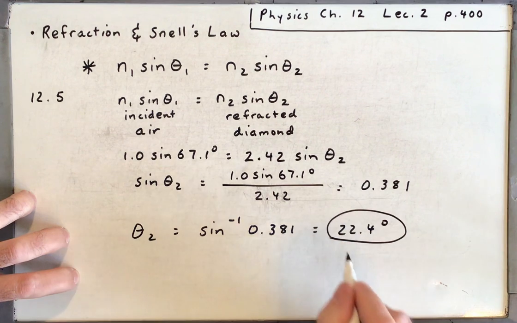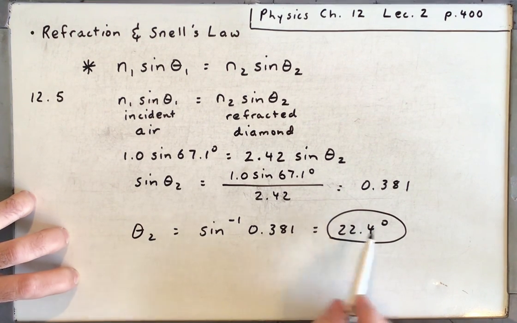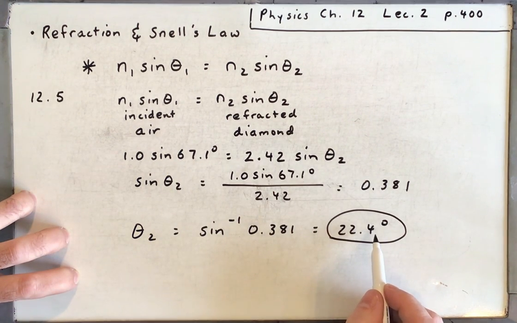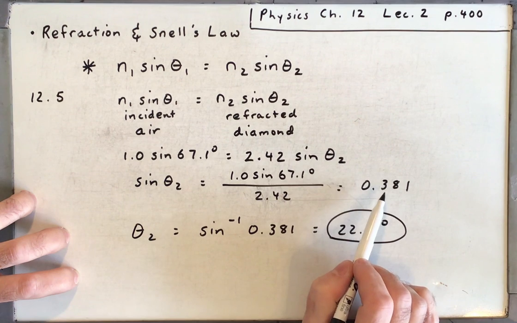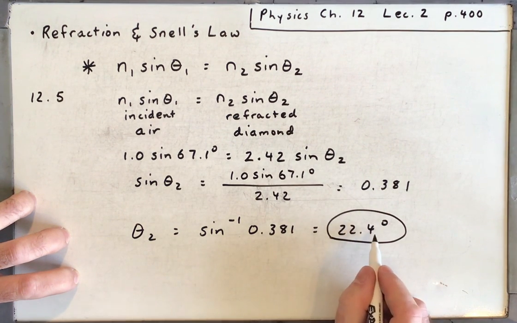So I know that answer makes sense because when light slows down, it causes the angle to get closer to the normal line. We start out at a very wide angle, 67.1, and diamond is much more dense than air, so light bends a lot in diamond and gets much closer to the normal line.